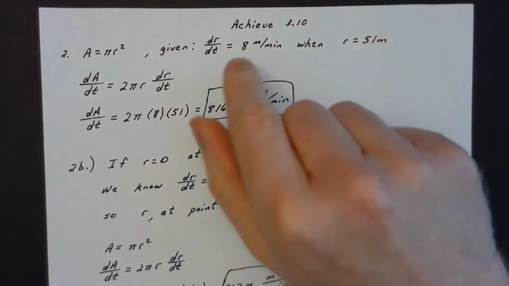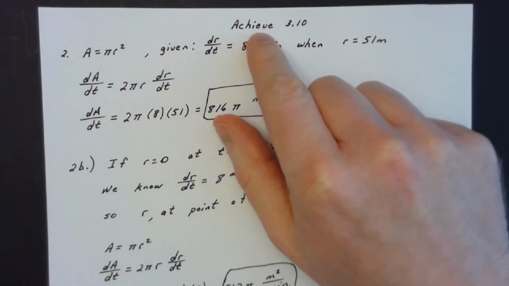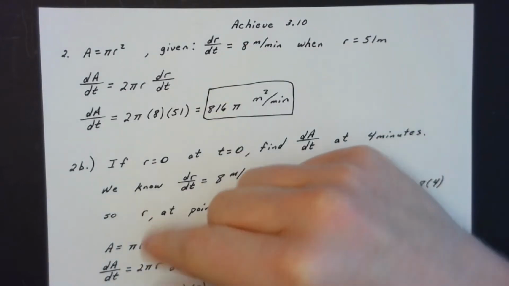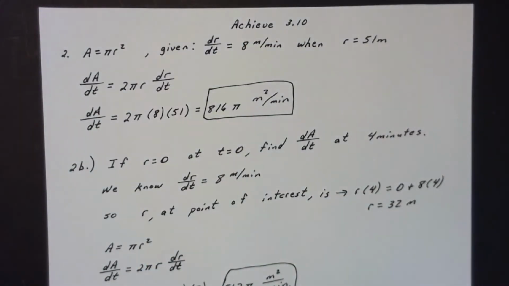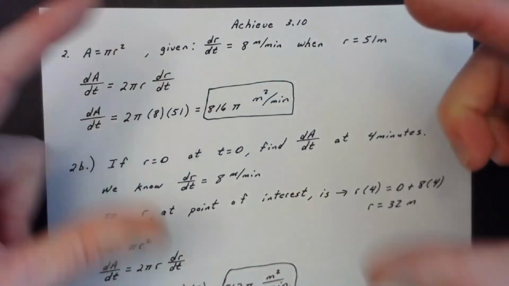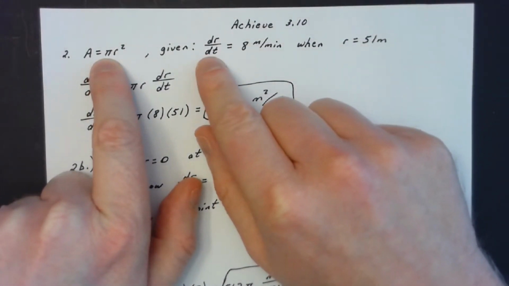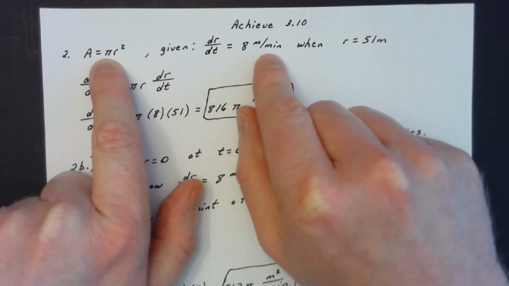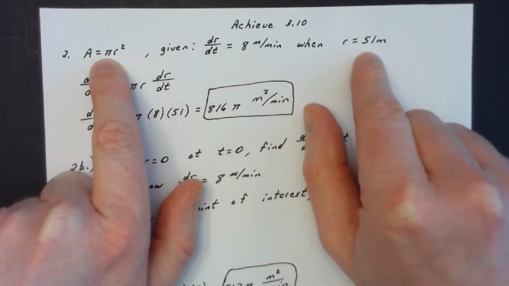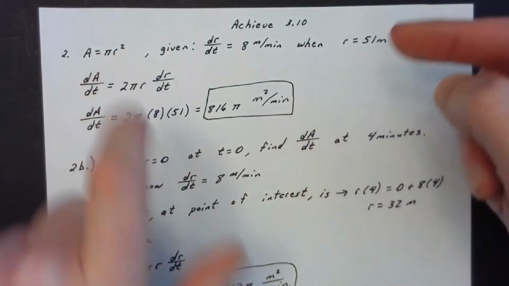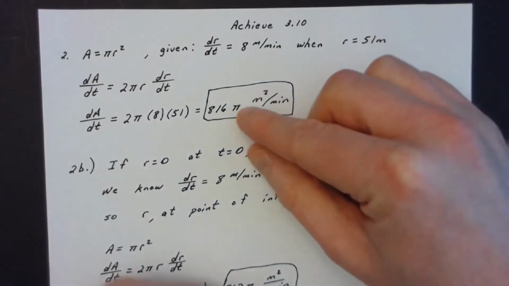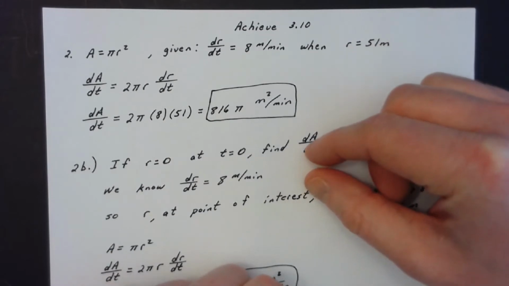Hi guys, let me talk to you about number 2 in section 3.10 on Achieve. Of course, this is the fantastic related rates section. In this problem, we're just talking about an area of a circle that's expanding over time. And we're given in part A that the radius is increasing at a constant rate of 8 meters per minute when the radius is 51 meters. So you're supposed to find the corresponding change in the area of that circle at that instant in time.